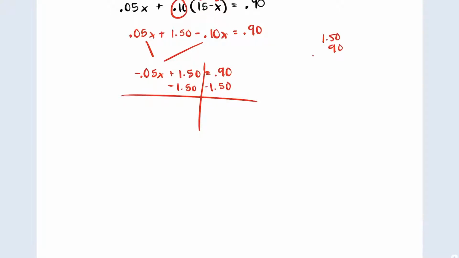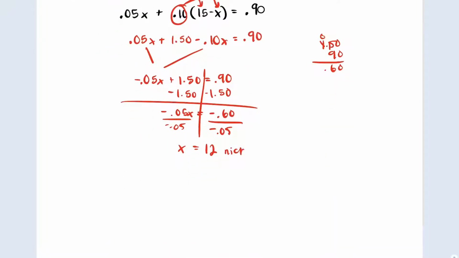So we can do this over here on the side. So we are left with negative 0.60, and that is going to be equal to negative 0.05x. And it might help if you have a calculator. So let's go ahead and divide both sides by negative 0.05. Please don't forget the negative sign. That's going to affect a lot of things. So we are going to do negative 0.60 divided by negative 0.05. Make sure it's a 0.5 in there, please. So x is equal to 12. So it looks like we have 12 nickels. And we said that 15 minus 12, or 15 minus x, should give me the number of dimes. So it looks like there are 3 dimes.